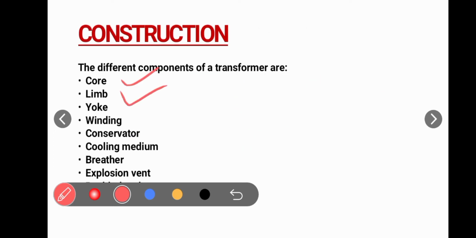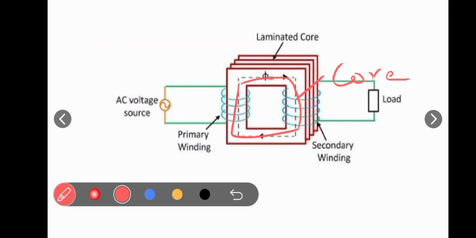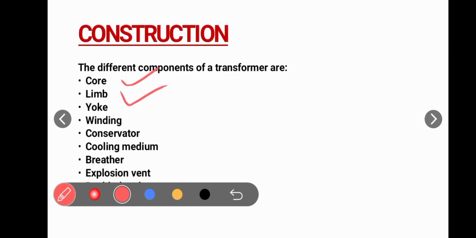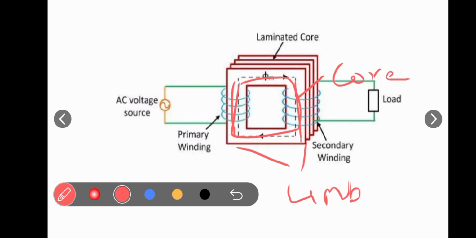So next is the limb. So this vertical portion of the core is known as limb. And the third is the yoke. This upper horizontal portion and the lower horizontal portion of the core is known as yoke.